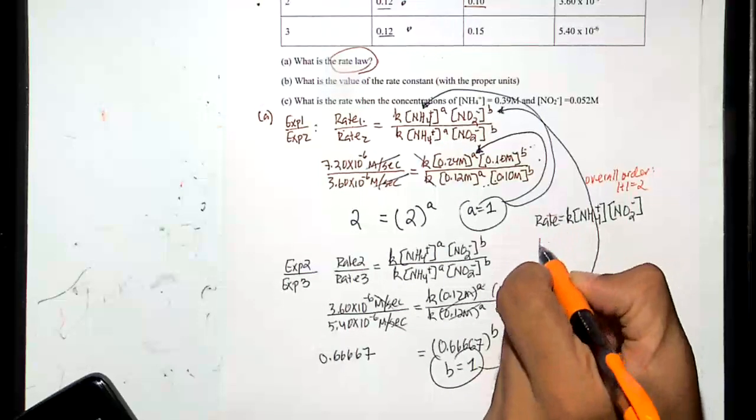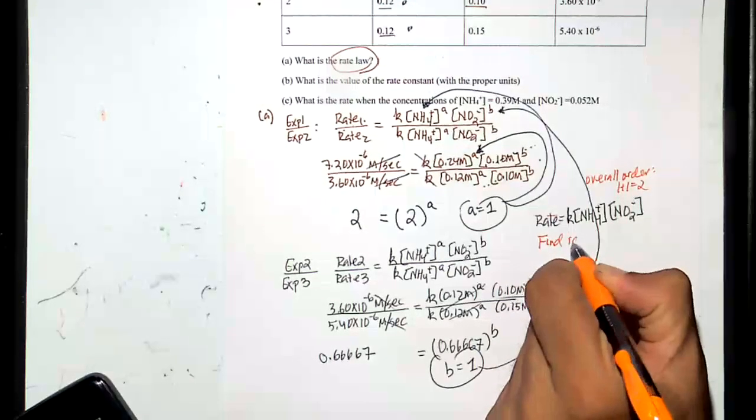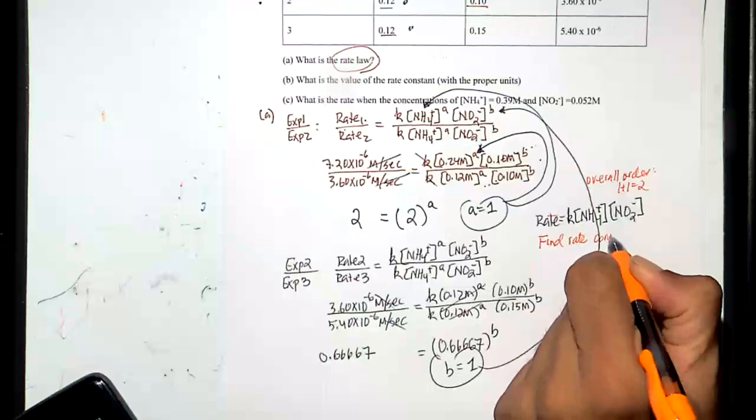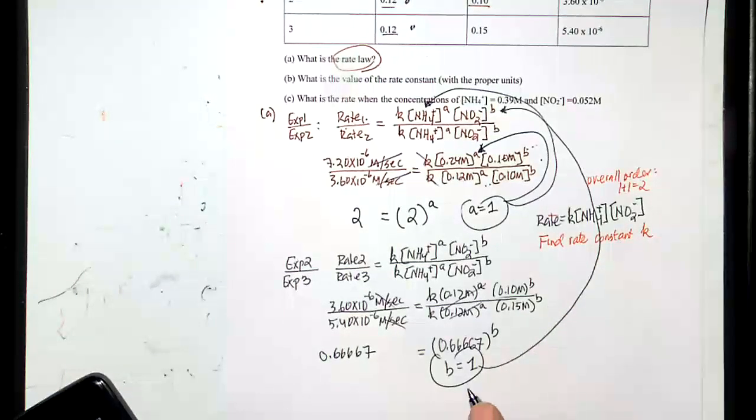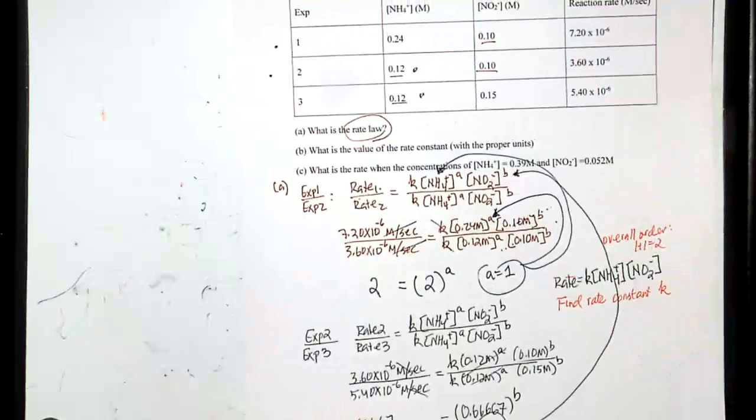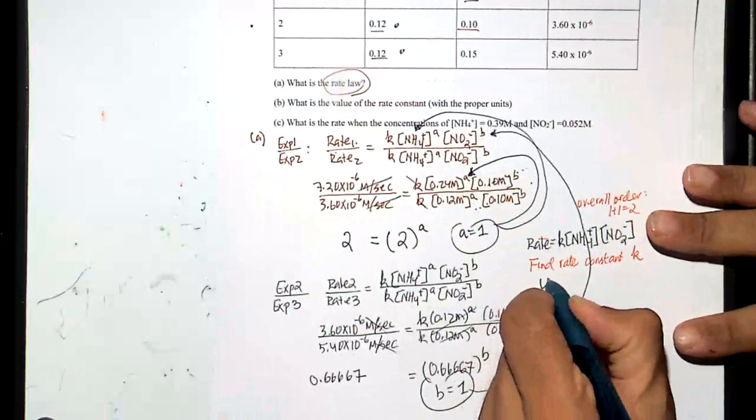All right, our last step here is to find the rate constant k. Which experiment do you want to choose, 1, 2, or 3? You can pick any one. I'll pick experiment 1. We can use experiment 1 values, or you can use 2 or 3. It doesn't matter.